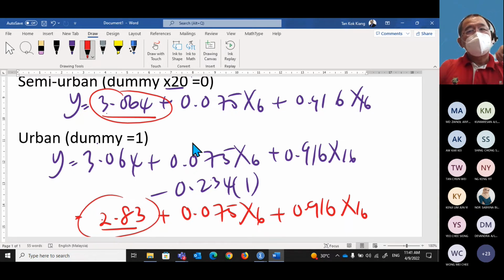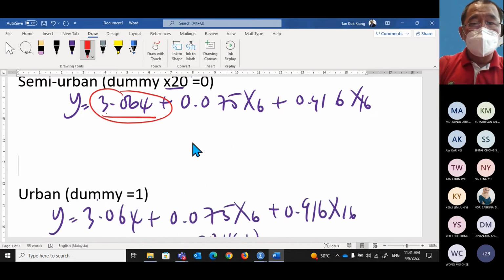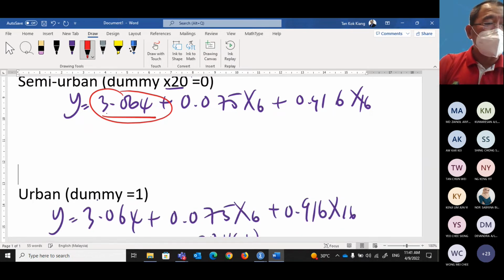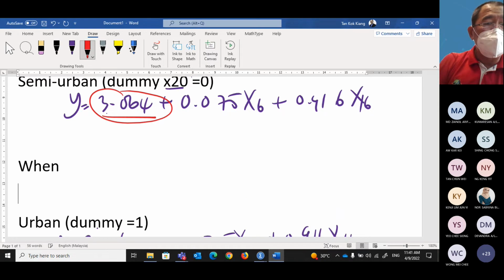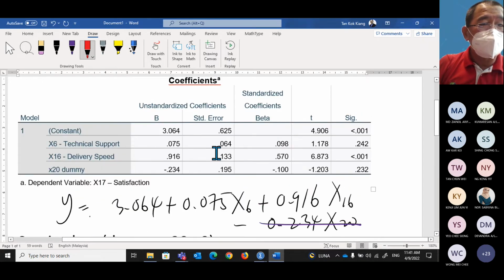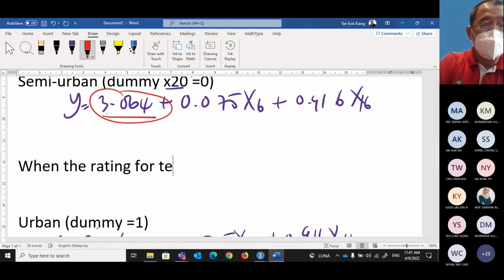Let's see one example on how to interpret the coefficient. It's the same for the beta coefficients. Only the intercept is different. Anyhow, we can discuss a bit. Let's say you see 3.064, with the rating for delivery speed, and the rating for technical support.